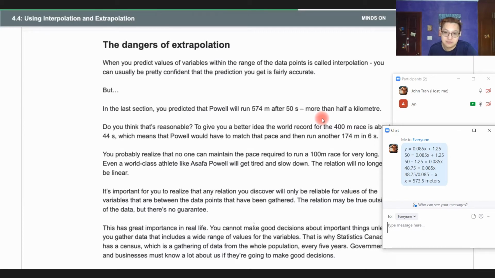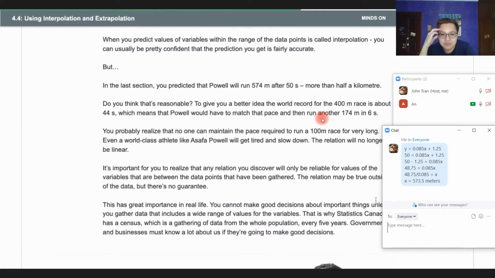This guarantee has great importance in real life. You cannot make good decisions about important things unless you gather data that include a wide range of values for the variable. That's why Canada has a census, which is a gathering of data from the whole population. Every 5 years, government and businesses must know a lot about us if they're going to make good decisions.